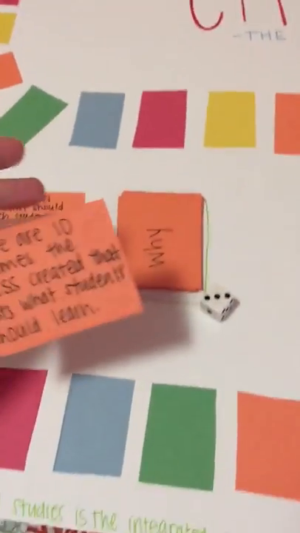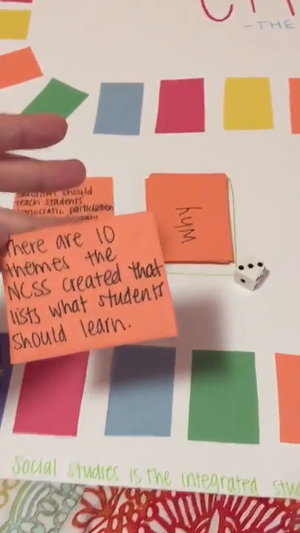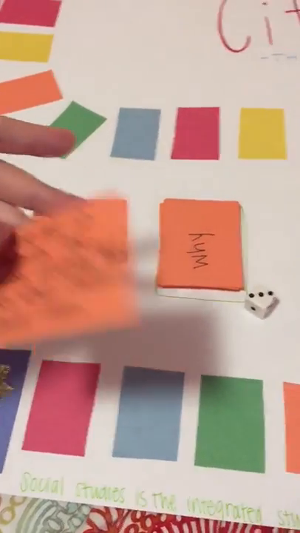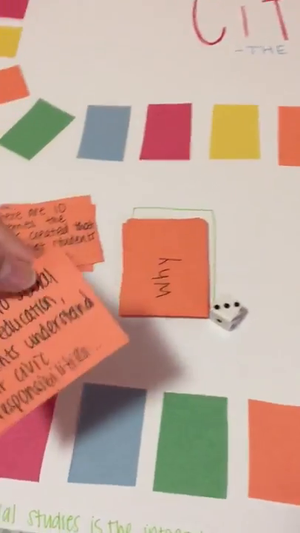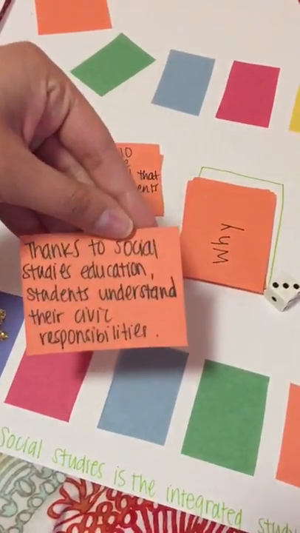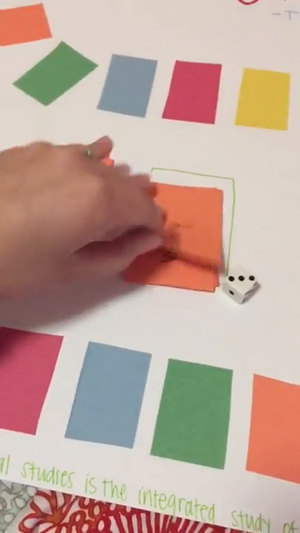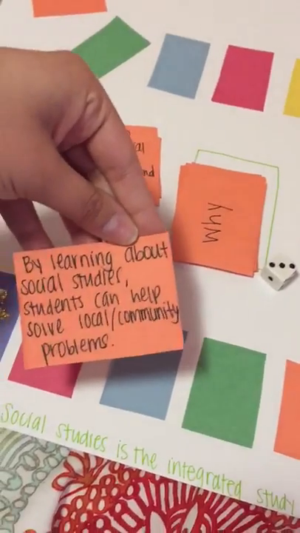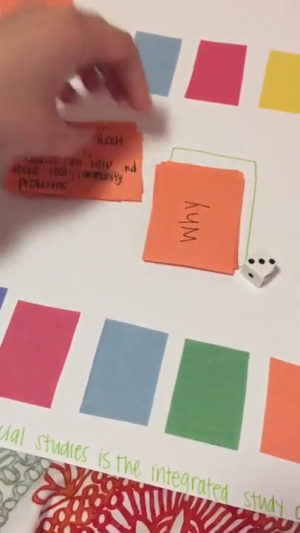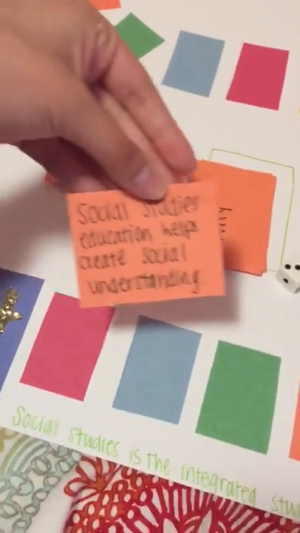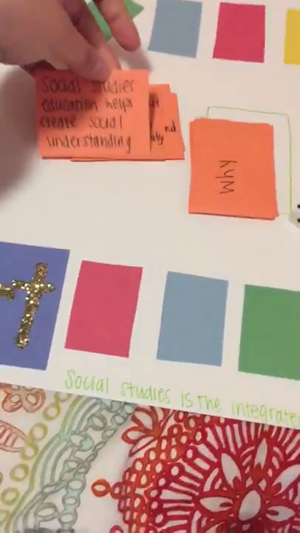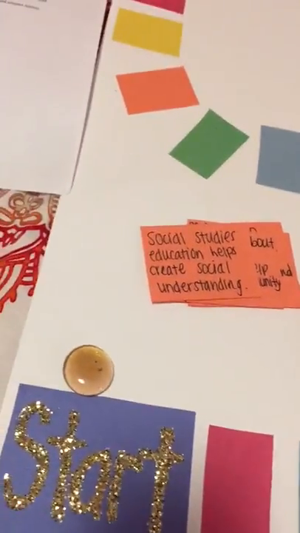Another example would be there are 10 themes that the NCSS created that list what students should learn. Thanks to social studies education, students understand their civic responsibilities. By learning about social studies, students can help solve local and community problems. The last one that I'll read is social studies education helps create social understanding.